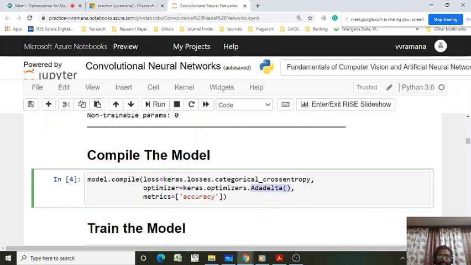Just you can call with that name, or you can call the optimizer with that name. That's enough. It will take care of remaining all those things.